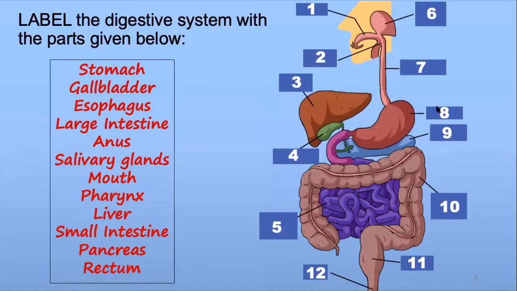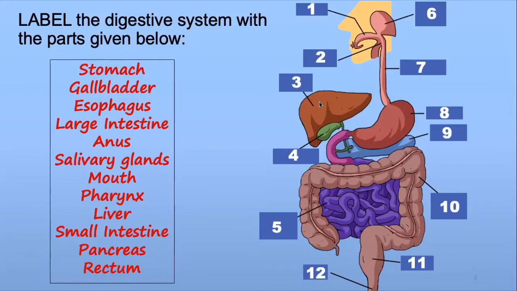Okay, so with the diagram here, label the digestive system with the parts given below. So here is a diagram, and all we have to do is to label each of these to its corresponding structure that are given in this box right here. Okay, so let's start with number one. Number one, the structure shown is the mouth. Number two, what do you think is the structure? The number two here is what you call your pharynx.